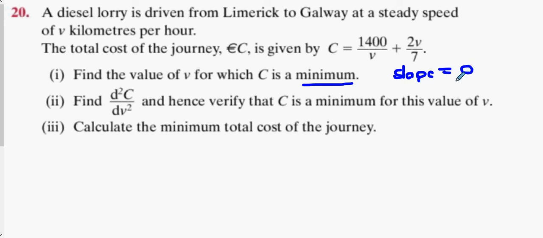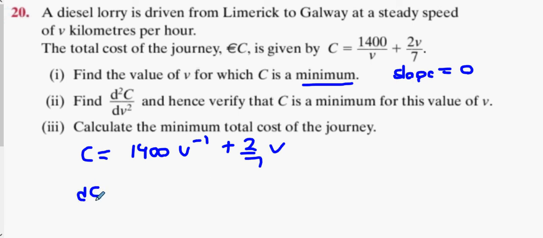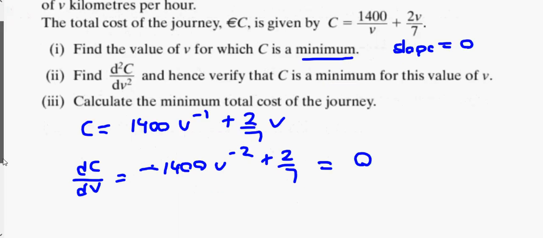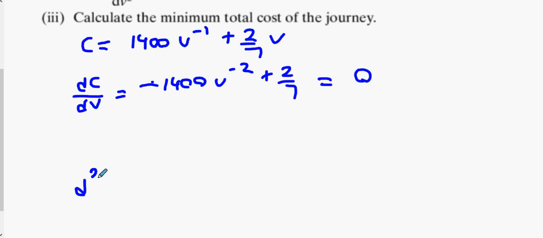Okay? How do you get the slope? Differentiate. Yeah, you're absolutely geniuses. When you're in the differentiation section of the course, you should probably differentiate. What is the first derivative? What letter should I use? The C. What letter's over the other side? V. The v. Minus 1,400 v to the minus 2. And 2/7. And that answer is 0.